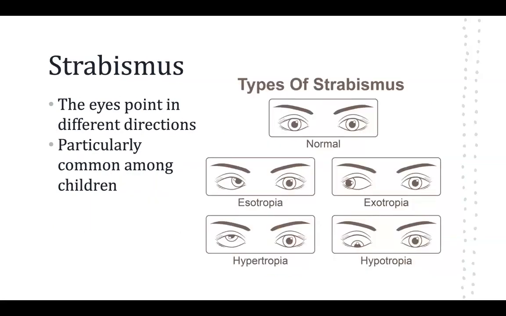There is also another condition called strabismus, which is where the eye points in different directions. And so you can see different types depending on the location or the direction of the eye. This is particularly common among children, and usually can be corrected by doing different things to strengthen the eye that is looking in different directions.